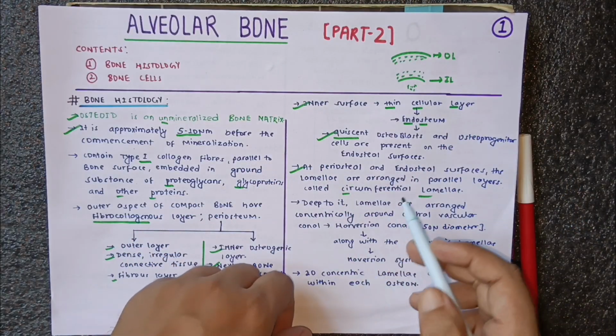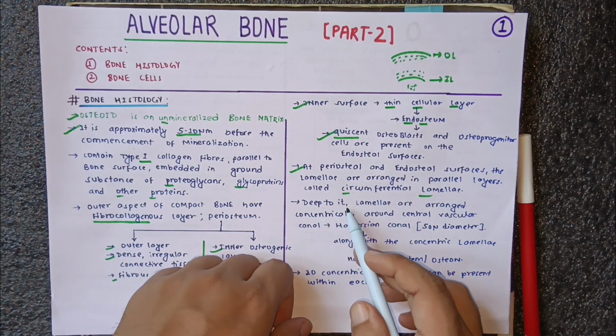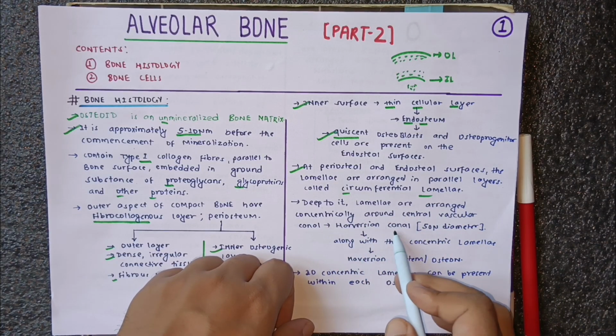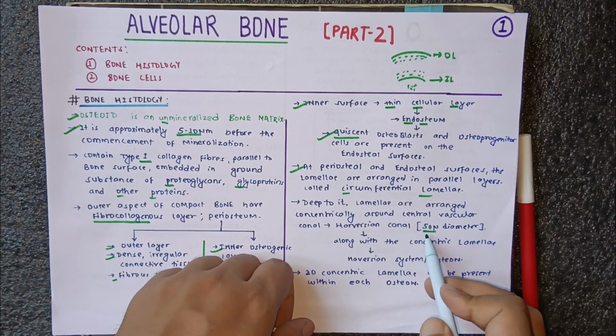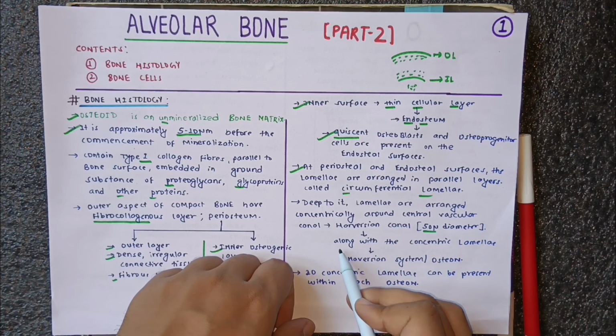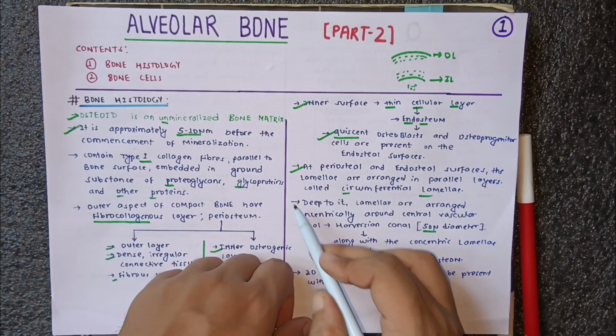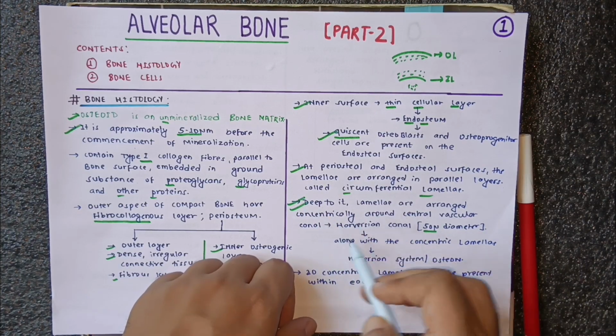After that, deep to it, lamellae are arranged concentrically around the central vascular canal, the Haversian canal, which is 50 micrometers in diameter. Along with the concentric lamellae, the Haversian system or osteon is formed. The same thing is written at this point.